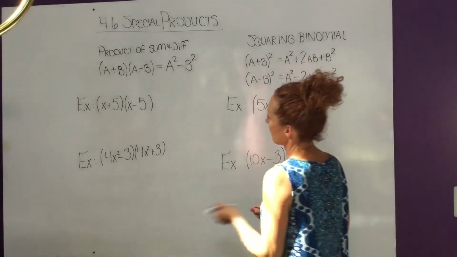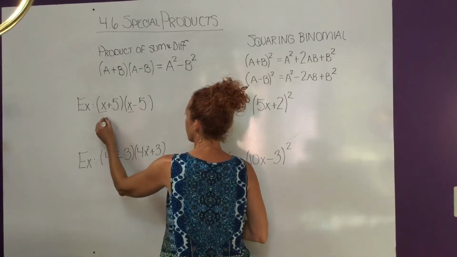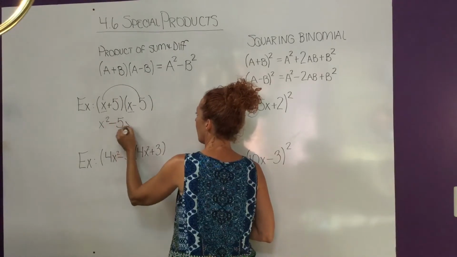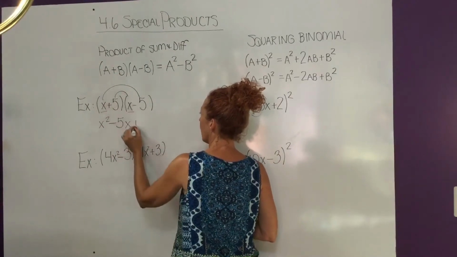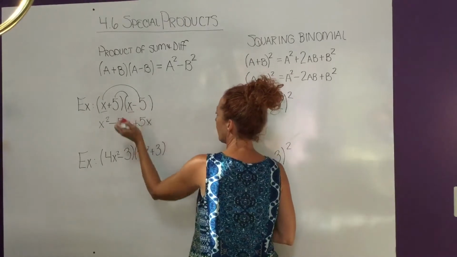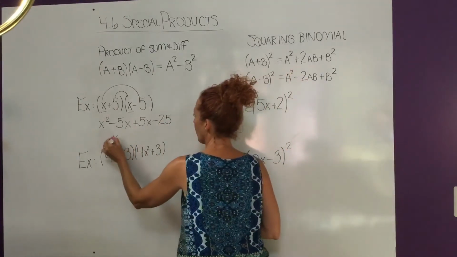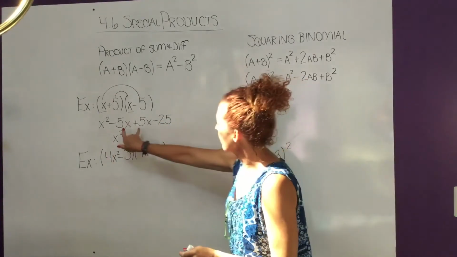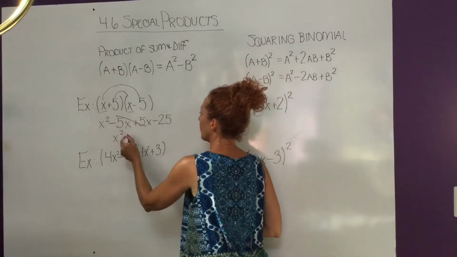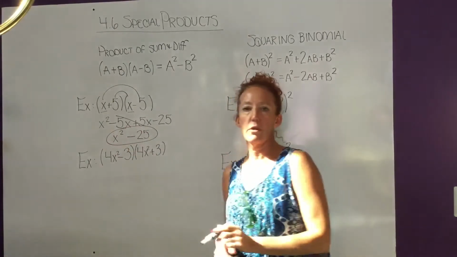So let's FOIL this out and see what we get. We're going to get x times x, which is x squared. We're going to do the outside piece, so minus 5x. The inside piece is a positive 5x. And positive 5 times negative 5 is negative 25. So we have x squared. Oh my gosh, look what happens right here. The negative and the positive are going to cancel each other out. So we end up with just 2 terms.